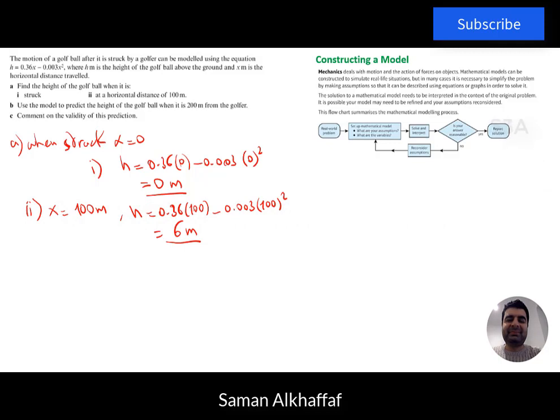For part B, use the model to predict the height of the golf ball when it is 200 meters from the golfer.